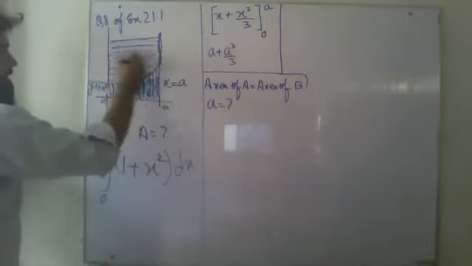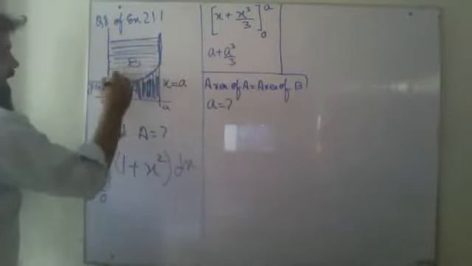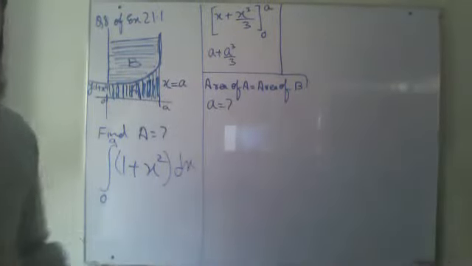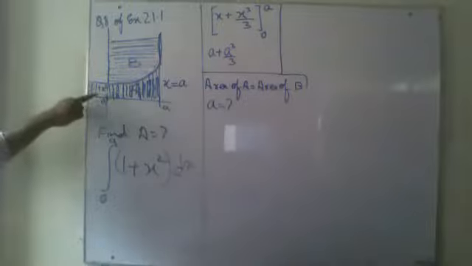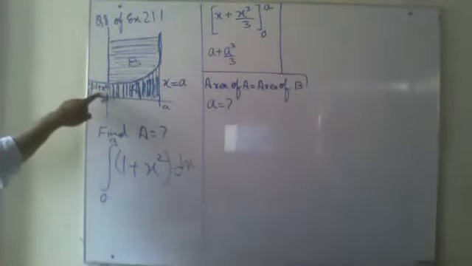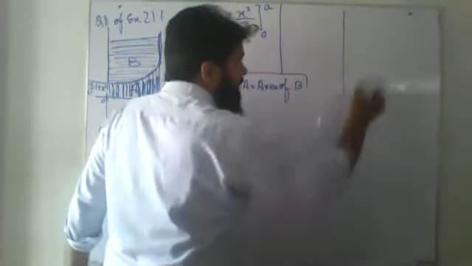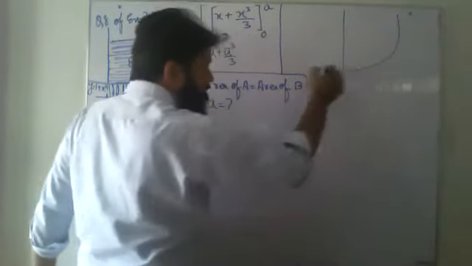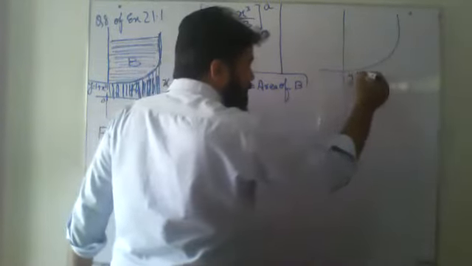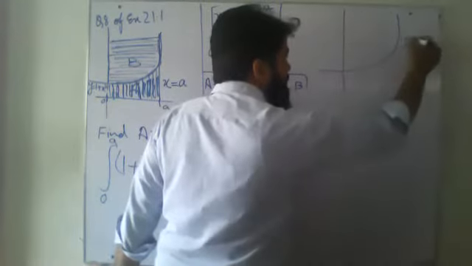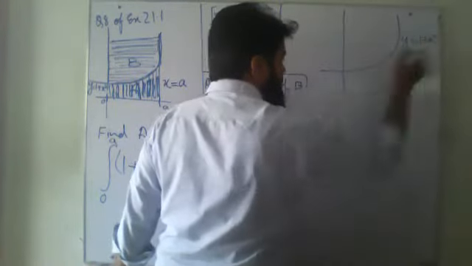Area of the curve with the y-axis. I have to find this thing. Now, what will I do? The equation of the curve is given. See, I'm drawing it over here again, beta, so you can get a better idea. y equals 1 plus x squared. Okay, that's your equation.